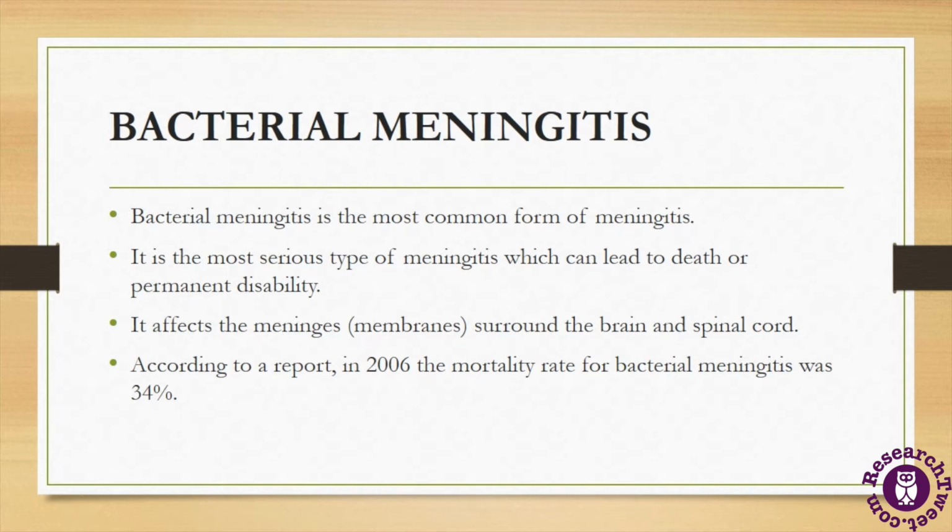In this condition, some of the people with the infection die, and death can occur in as little as a few hours. In most other cases, the patients who survive bacterial meningitis undergo permanent disability. It affects the meninges, the membranes which surround the brain and spinal cord, commonly called the central nervous system. According to a 2006 report, the mortality rate for bacterial meningitis was 34%.